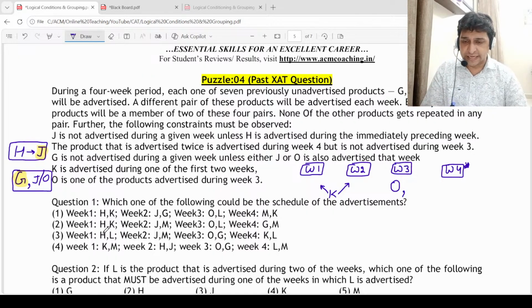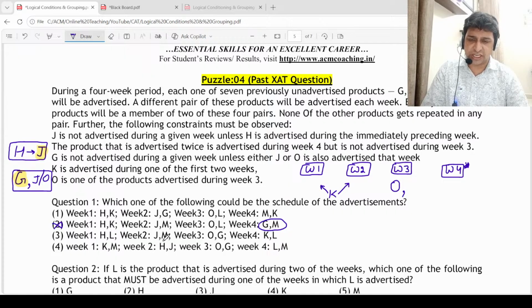So one is a possible one. Second, H, K and J, M. After H we have J, that is right. Along with O we have L, that is right. For G, M, that is not possible. So option number 2 is not the answer. In the first one, H, L, J, M. Now K is not happening. We are being told that week 1 and week 2 are going to have K. So that is also not the right answer.